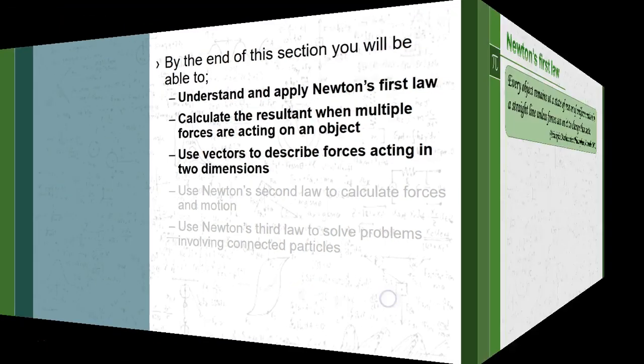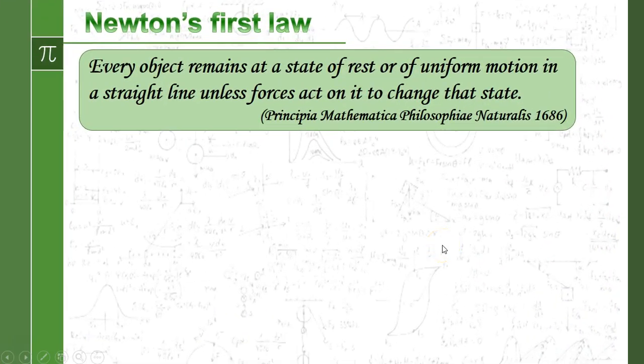So off we go. Right, Newton's first law. Every object remains in a state of rest or of uniform motion in a straight line unless forces act on it to change that state. And that came from the big old book that he wrote in 1686, Principia Mathematica Philosophiae Naturalis, and I always trip over the title of that one. And that was his big work that really established him as the big man when it came to mathematics and physics.